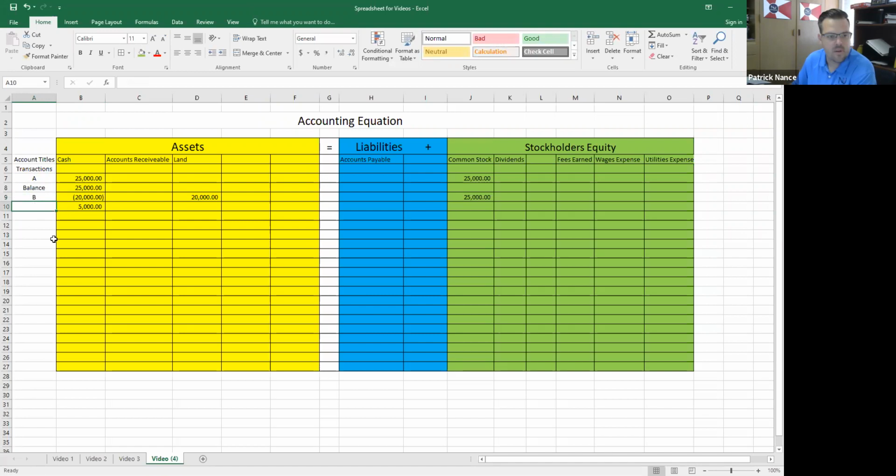Transaction B, the balance line. 5,000 is the balance in my cash account. 20,000 is the balance in my land account. And 25,000, because it wasn't changed, is still a balance of my common stock. So now, again, in total, 5,000 plus 20,000 is 25. I don't have any liabilities, plus shareholders' equity, common stock of 25,000, and it all balances.